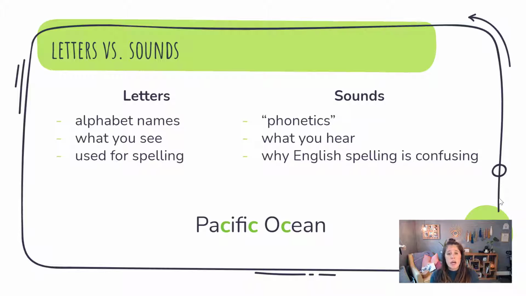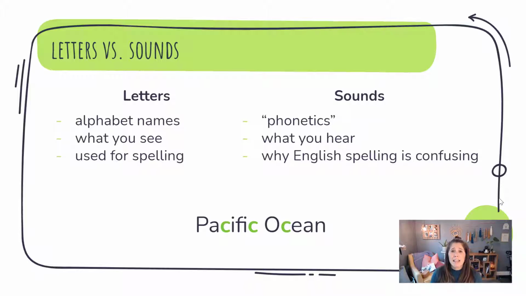One thing that's important to understand as we begin this lesson is the difference between letters and sounds. This can be a little bit confusing, but it is very helpful once you understand. Letters are what we know from the alphabet. They have the alphabet names of A, B, C. The letters are what you see when you read a word. They're used for spelling. Sounds, however, are more like the phonetics. This is what you hear.